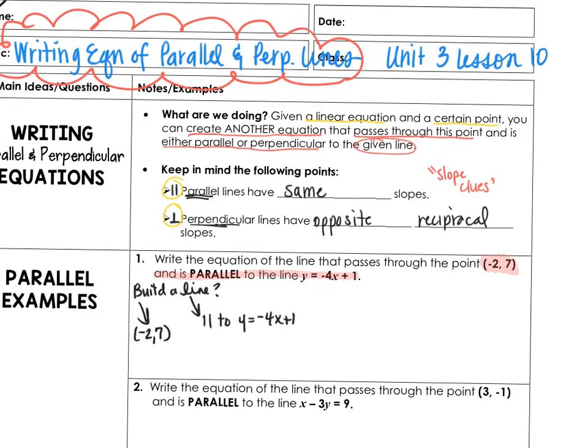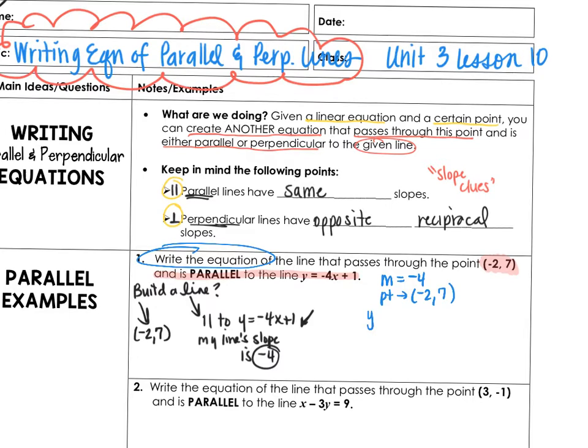Why do we care that it's parallel to this equation? Well, since it's parallel to this equation, that means that my line's slope is -4. That was our slope clue, okay? Because the line I'm going to build is parallel to y equals -4x plus 1, then my line's slope has got to be -4. So I know the equation I'm building has a slope of -4 and passes through the point -2, 7. So I have a point and I have a slope.